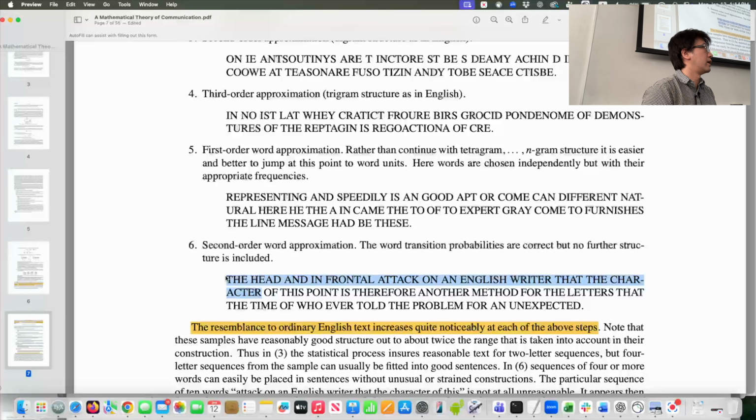So this is what Shannon tells us. We just use a Markov model, a first order Markov model, a very simple model, and then we can generate something that looks much like a language. This is almost the idea of the large language model.